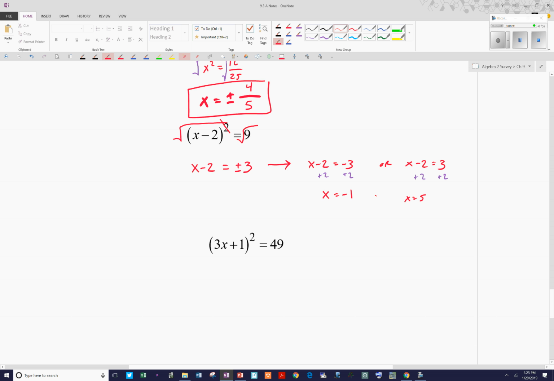You can write it as two separate statements like that. You could write it as one statement like this, put a comma, or put the word or in between. Either works. If you're going to do it like this, though, make sure you don't put those in parentheses. Don't do that, because it's not a point. It's two separate x values.